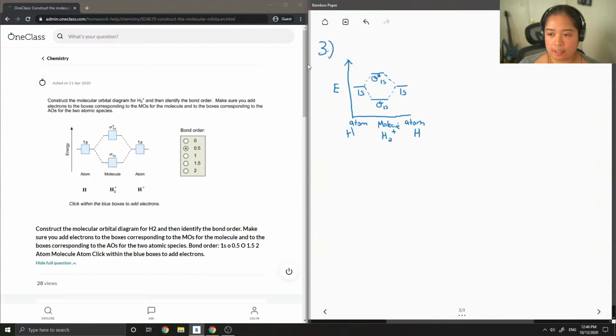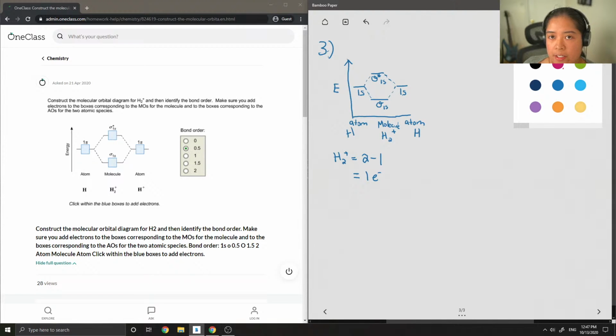So before you fill out your energy diagrams, you want to figure out how many electrons are involved in this molecule. So each hydrogen gives 1 electron, so we have 2. But since there's a positive charge, that means that one of the electrons was removed. So we're going to do 2 minus 1. So we should have 1 electron total.